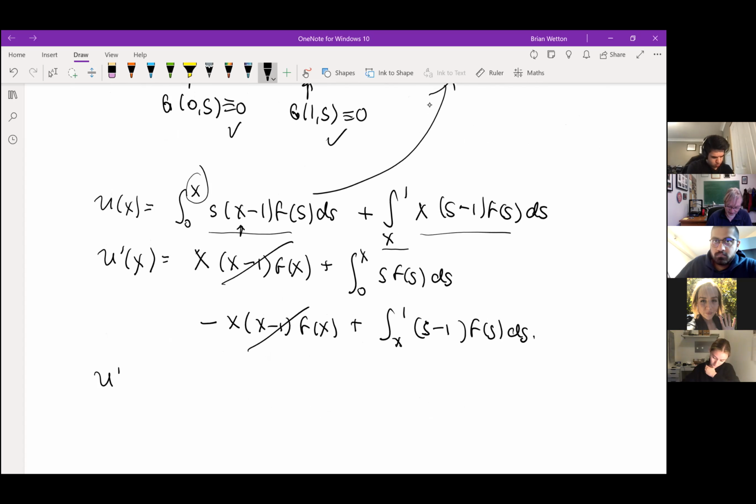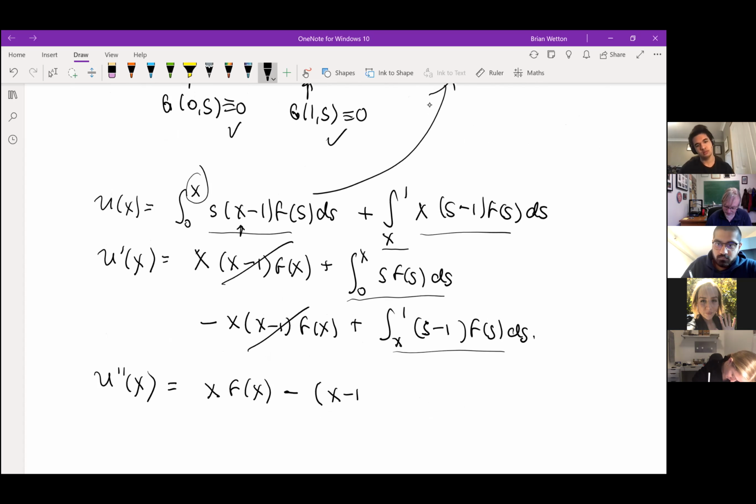Now I'm going to take the second derivative. Right? And okay, well, now there's no x in the integrand anymore. This is a particularly simple case, right? So I'm just going to get the fundamental theorem of calculus. I'm going to get x times f of x. And then I get minus (x minus 1) f of x coming from the derivative at that lower limit. And you notice if you put those together, magically, you get f of x.